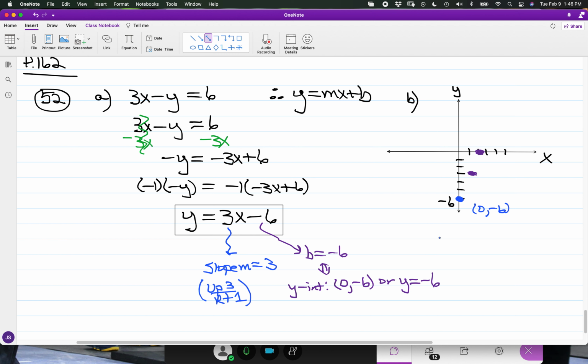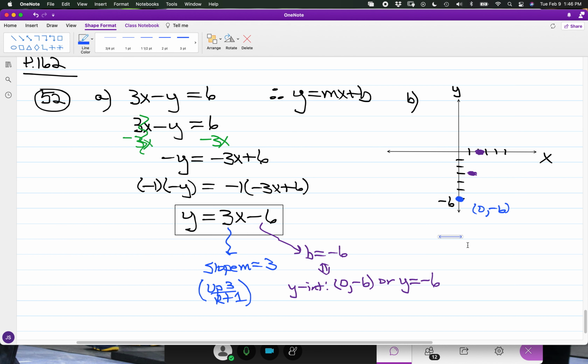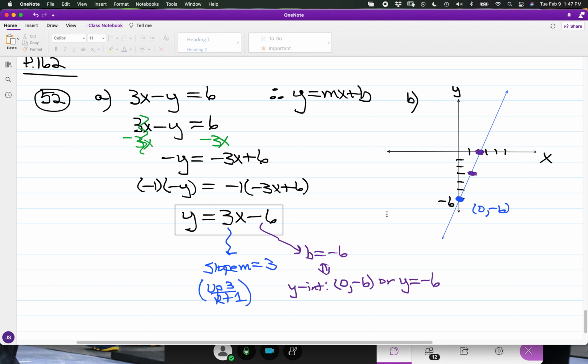Now just connect the dots here. Again, there's going to be a triangular pattern: up 3, right 1, up 3, right 1.